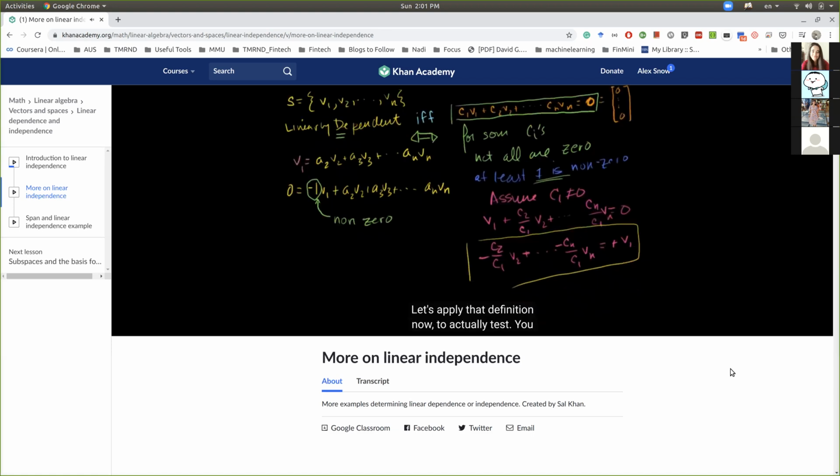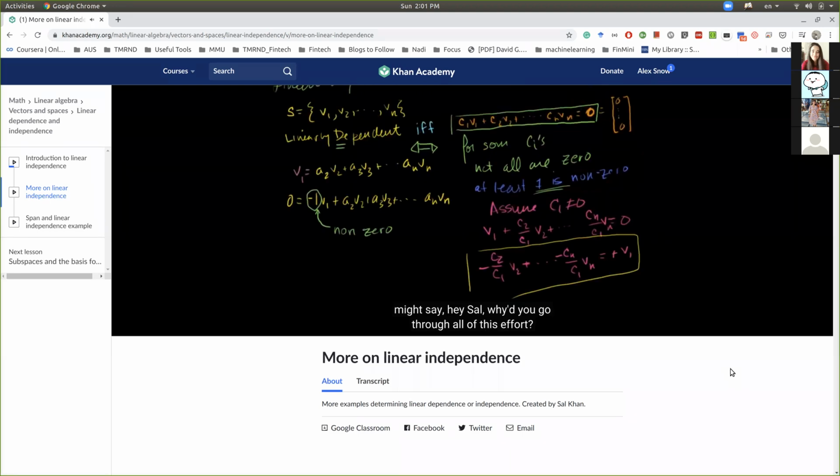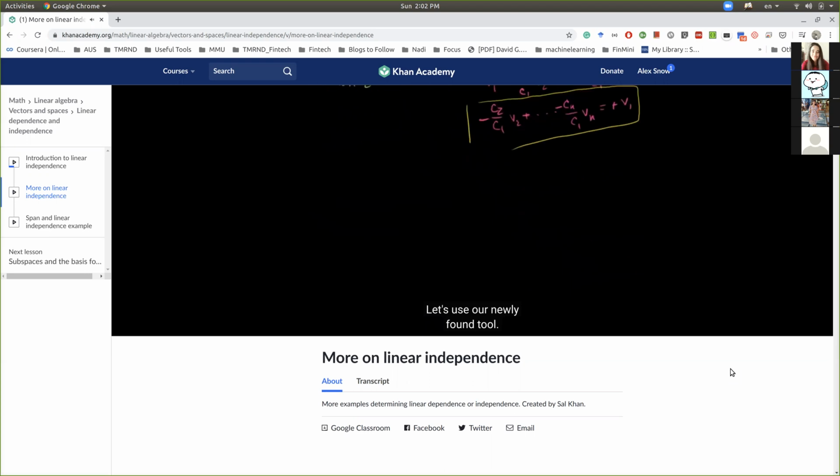But let's apply that definition now to actually test. You might say, hey, Sal, why did you go through all of this effort? And I went through all of this effort because this is actually a really useful way to test whether things are linearly independent or dependent. Let's try it out. Let's use our newly found tool. So let's say I have the set of vectors. Let me do it up here. I want to be efficient with my space usage.